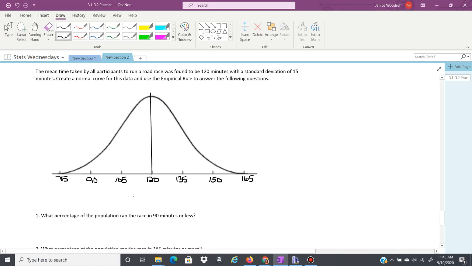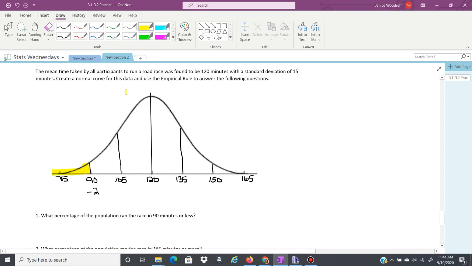Okay, so let's take a look at this. We're using the empirical rule for this. So what percentage of the population ran the race in 90 minutes or less? Okay, so if I'm splitting this up, here's my 90 minutes. Here's 1, here's 2. All right, so 90 minutes is 2 standard deviations to the left of the mean. But here's what we want, 90 minutes or less. So we're actually looking for this here.